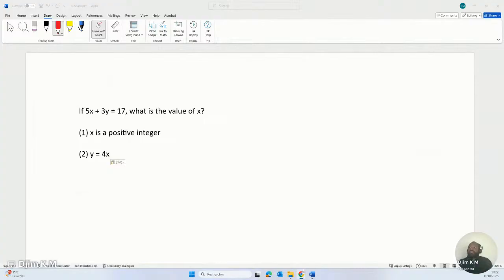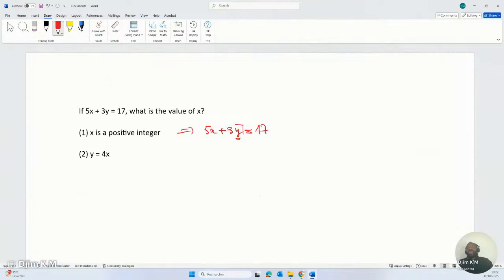If 5x plus 3y equals 17, what is the value of x? It tells us that x is positive. But we know that we have here 5x plus 3y is 17. X is positive, but what is the exact value of x? We don't know. X being positive, it can be any number. And we also do not have the value of y.